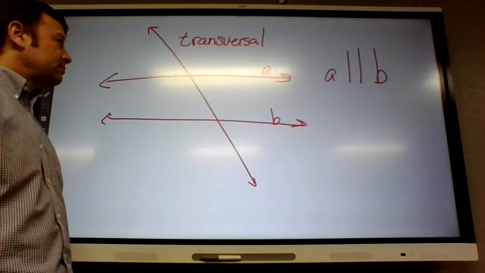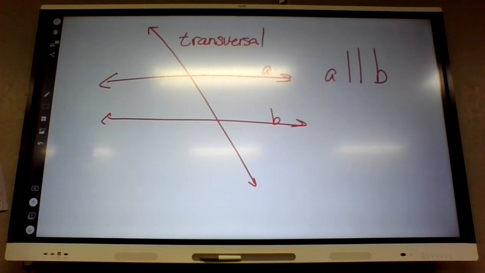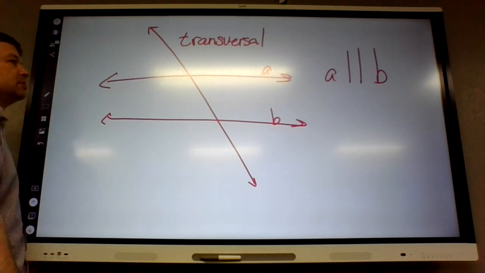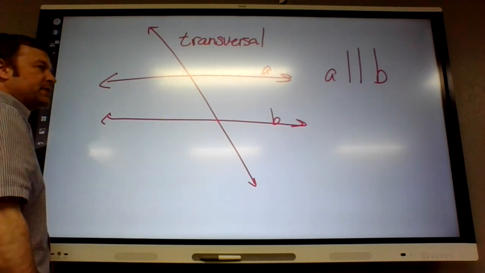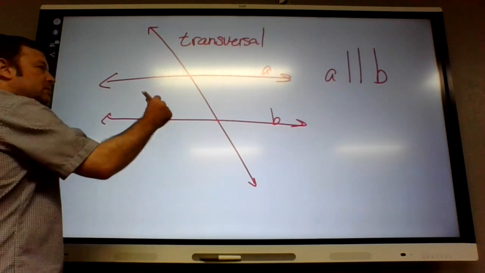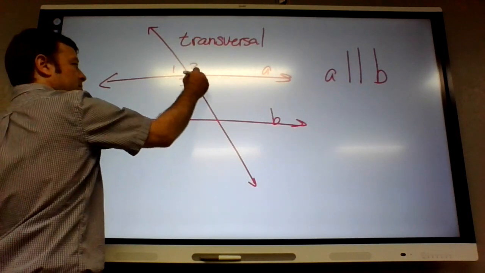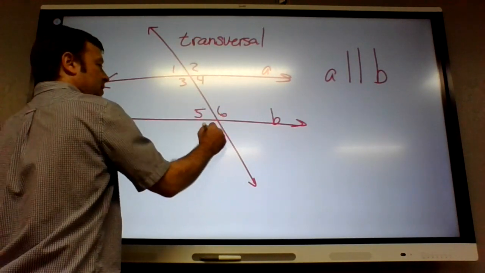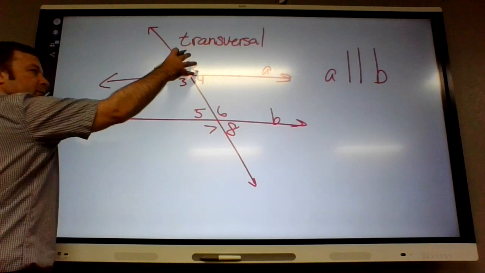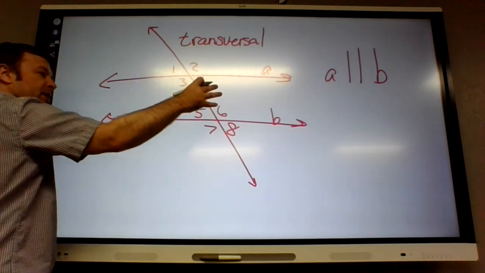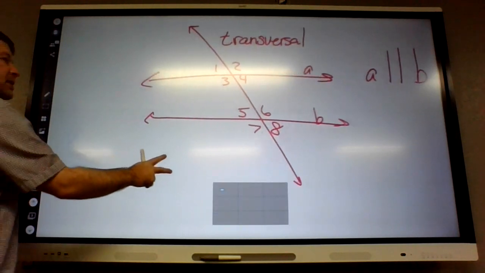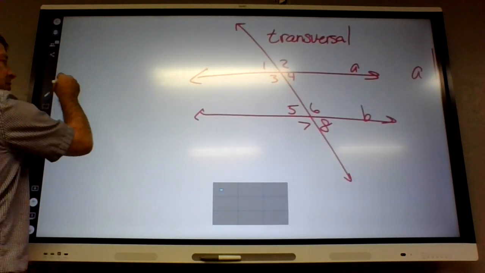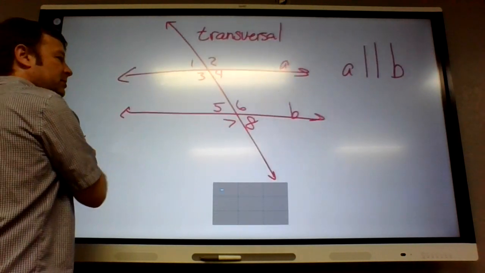How do you label that? There's no label. How many angles did I create when I drew the transversal? 1, 2, 3, 4, 5, 6, 7, 8. And notice that they're in groups of 4. There's 4 up there and there's 4 down there.